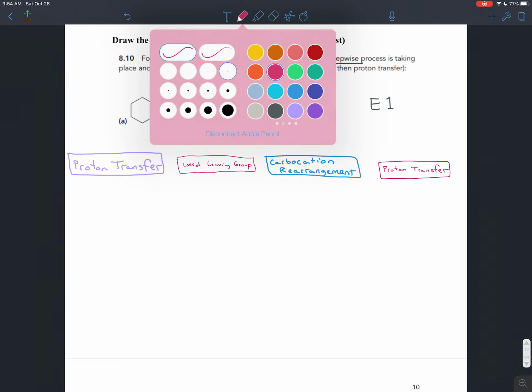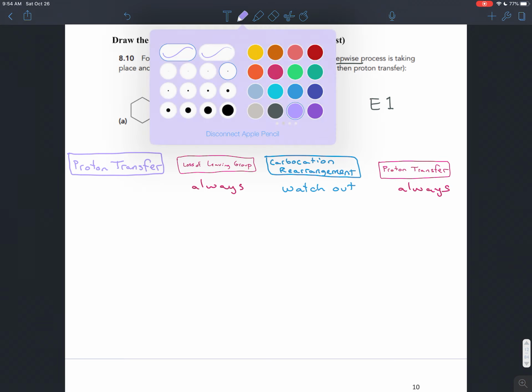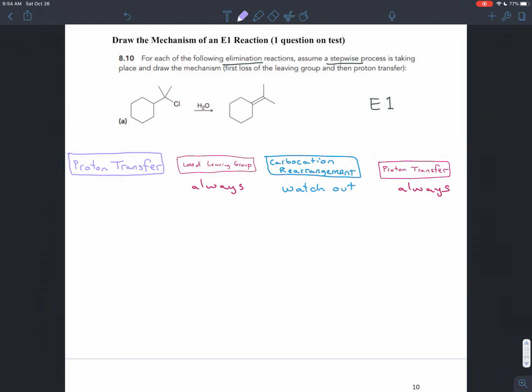So, in other words, you will always have loss of a leaving group and proton transfer. They're just the staples of an elimination reaction. That's how you get the reaction done. For the carbocation rearrangements, for these E1s, you now have to watch out for those. It's easy to forget those, but they can be there because you form these carbocations. And then finally, you have to consider at the very beginning if you need to do a proton transfer to turn a bad leaving group into a better one or a good one.